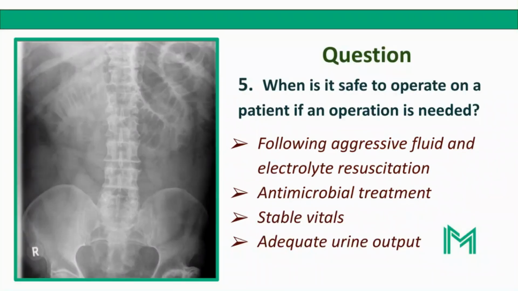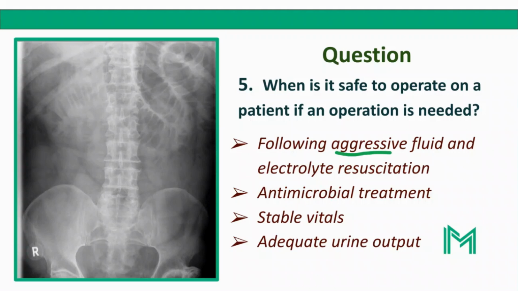Okay, now this question asks us, when is it safe to operate on a patient if an operation is needed? It is only safe when you have aggressively done your fluid and electrolyte resuscitation. Aggressive because the patients lose a lot of fluids, they lose a lot of electrolytes. You can't go into surgery when they have fluid and electrolyte imbalance. When you have given antimicrobial treatment, you have put them on antibiotics, you can now go into surgery.